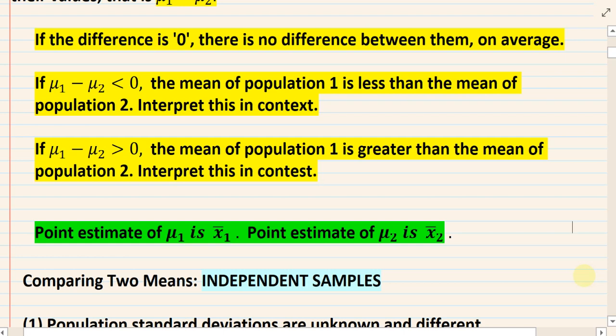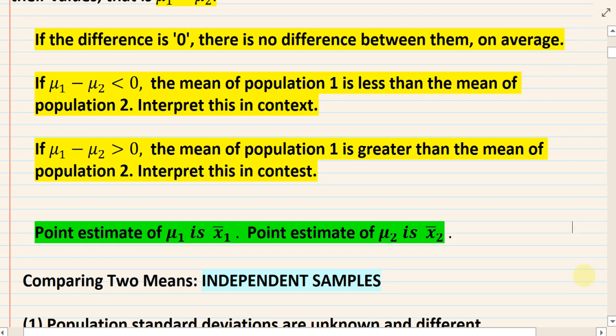Now, when it comes to comparing two means, we're going to look at two scenarios. The first scenario is where we have two independent samples. And then the second one would be where we remove that assumption and we assume the samples are matched, paired, or they are dependent samples. Okay, all of those mean the same thing.